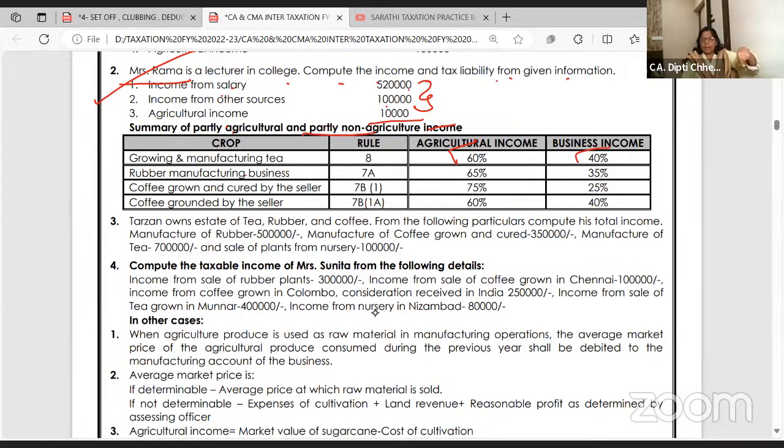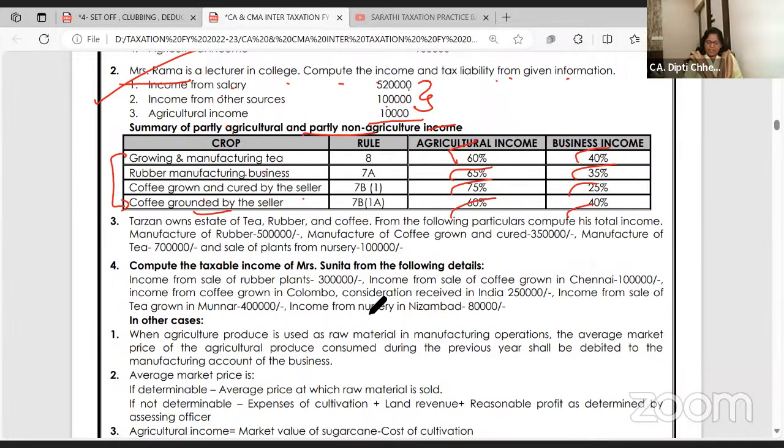ये मैंने आपको क्लबिंग या अदर सोर्स में भी एक प्रॉब्लम में कराया था. रबर मैन्युफैक्चरिंग 65 is exempt, 35 is taxable. कॉफी ग्रोन एंड क्योर्ड मतलब वही कॉफी बीन्स, 75 25. कॉफी ग्रोन, क्योर्ड, रोस्टेड, ग्राउंडेड मतलब पाउडर्ड, इट्स 60 40. सो अब ये तो याद करना पड़ेगा.